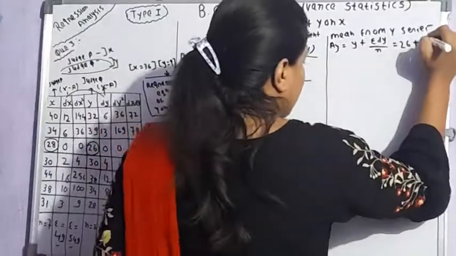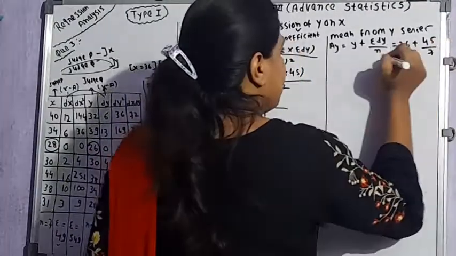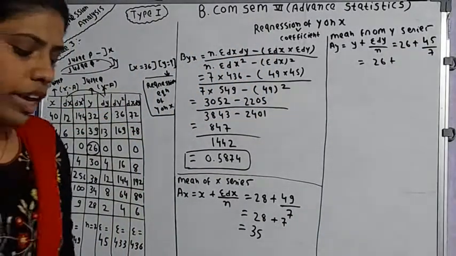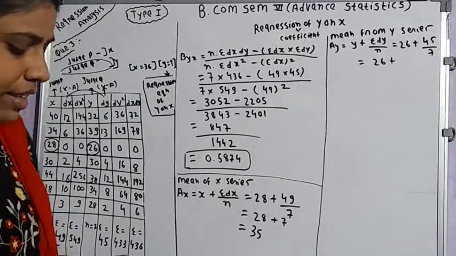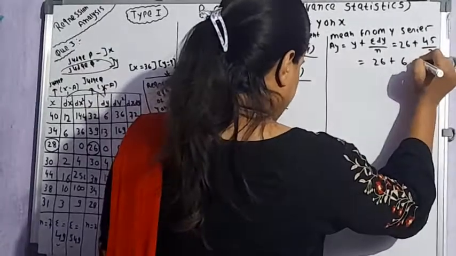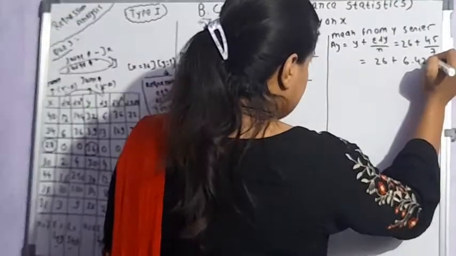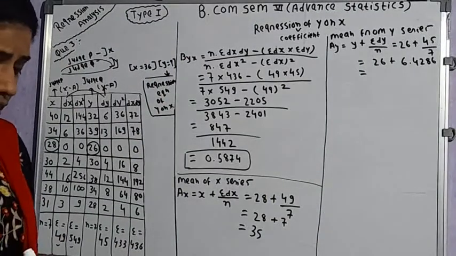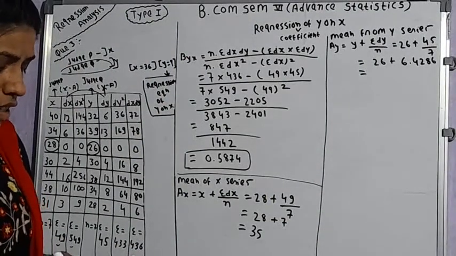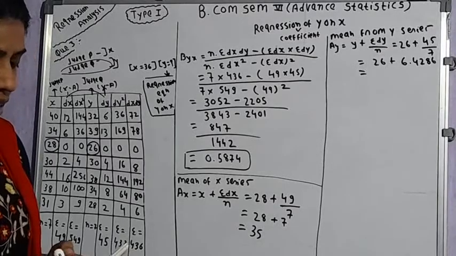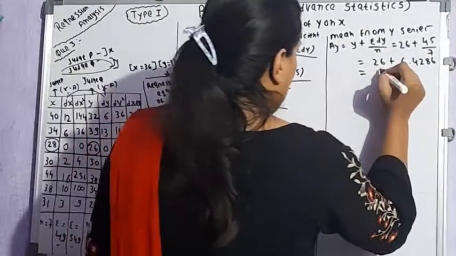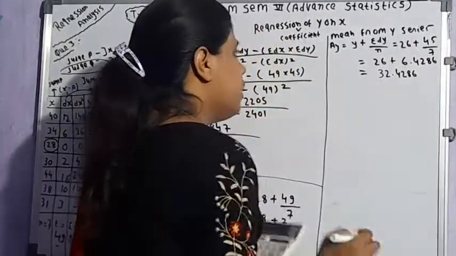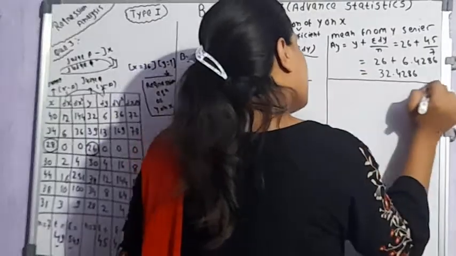Okay. What is the value of n? 7. So 26 plus 45 divided by 7. 45 divided by 7 comes to 6.4286. So 26 plus 6.4286 comes to 32.4286. So here we have calculated the assumed mean from the y series as well.